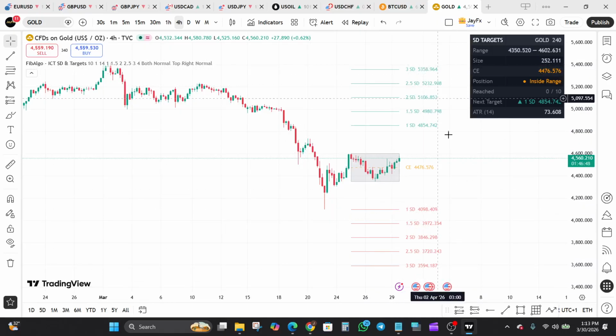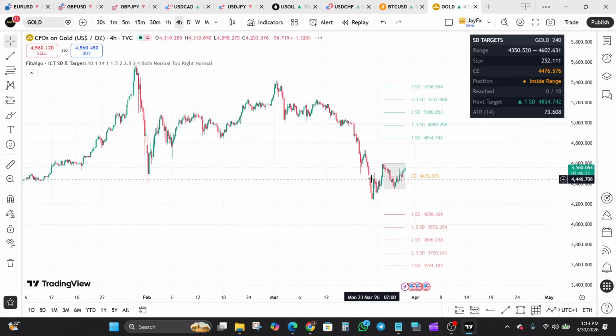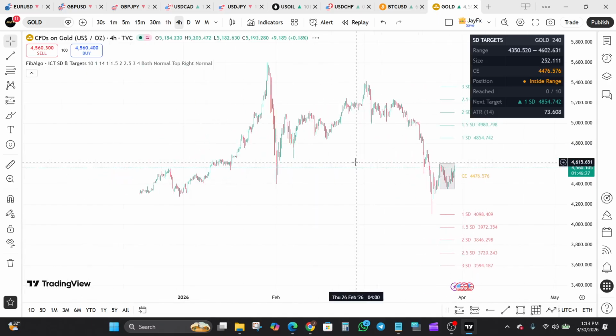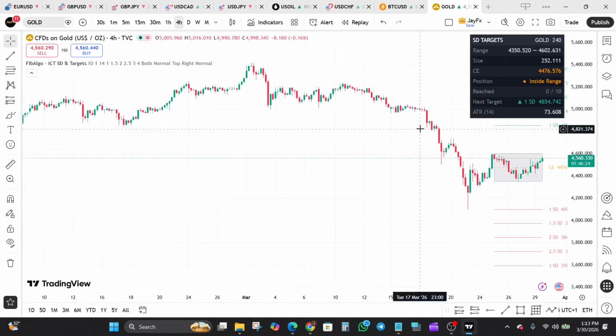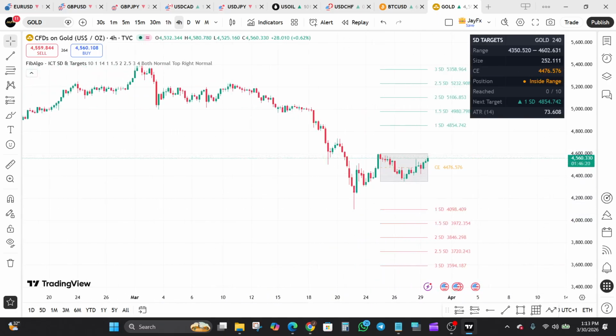So the projections help traders identify potential expansion zones. When price moves toward higher deviation levels, it may indicate an extended move, while lower levels suggest consolidation, right? So traders often use these projections to set expectations for price movement and identify areas where price might react.